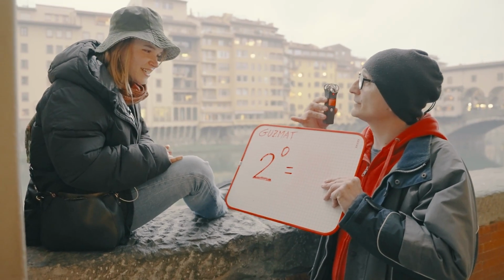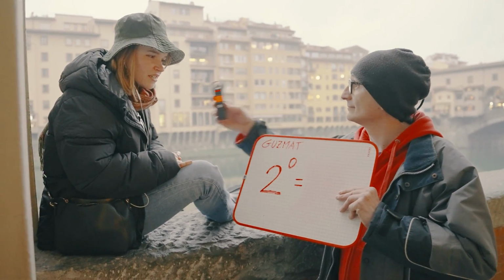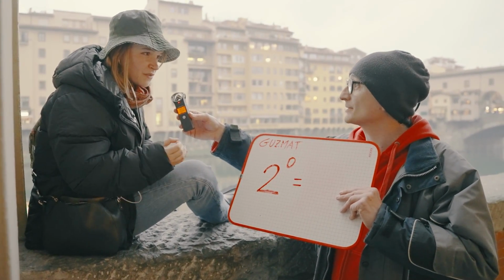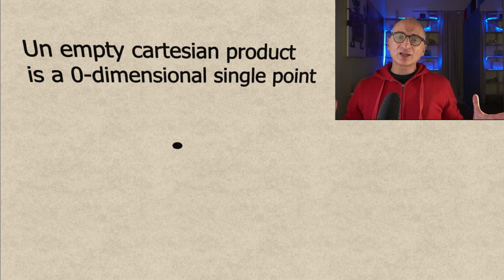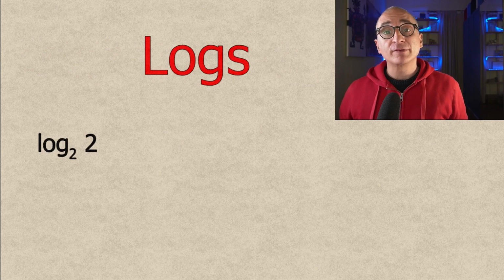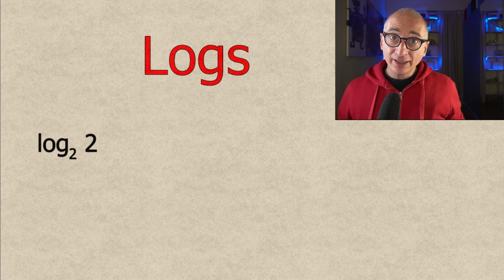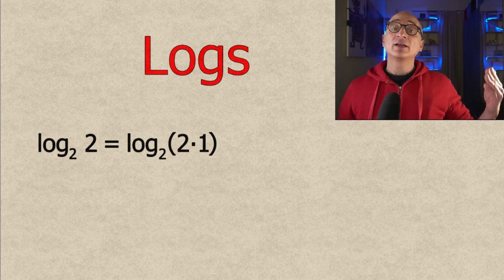What's the result of 2 to the power of 0? It's impossible. It's 0. And if you like logs, logarithms, here's a quick proof. Consider log 2 base 2. You can write that as log of 2 times 1.